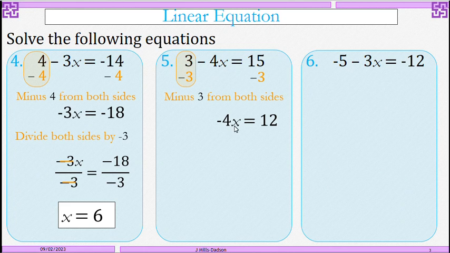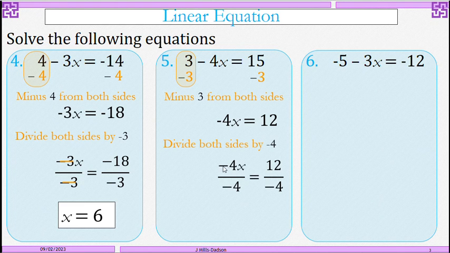Negative 4 is multiplying x, so we're going to divide both sides by negative 4. Negative 4 divided by negative 4 is 1, so we cross that off. And x is equal to negative 12 divided by 4. And from the rule of negative numbers, positive divided by negative is a negative number. So x is equal to negative 3. Now pause it and see if you can do 6 yourself.